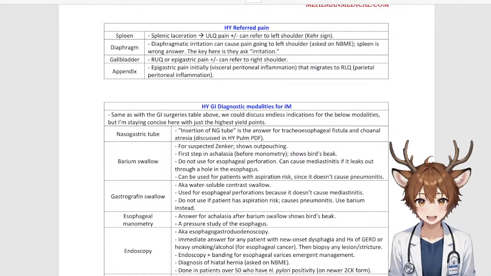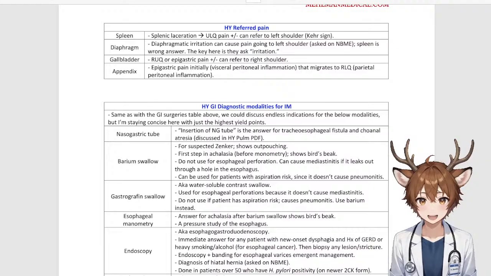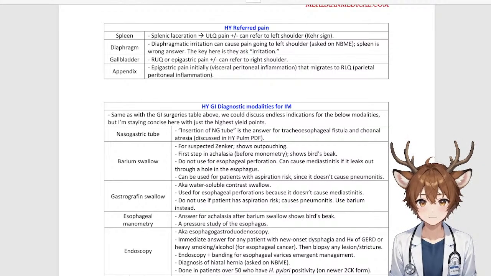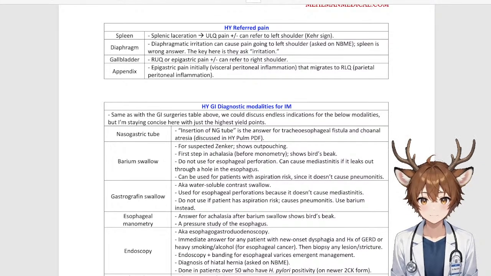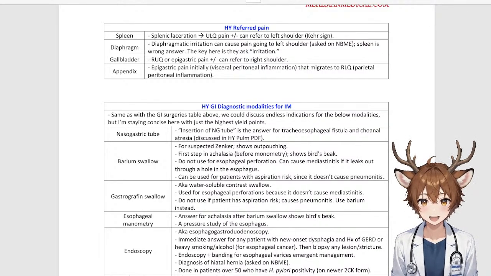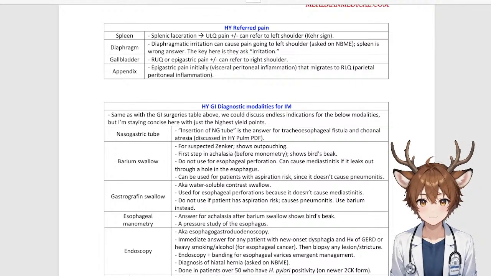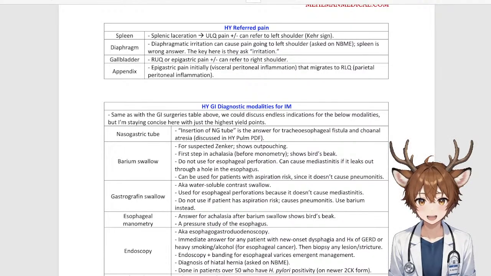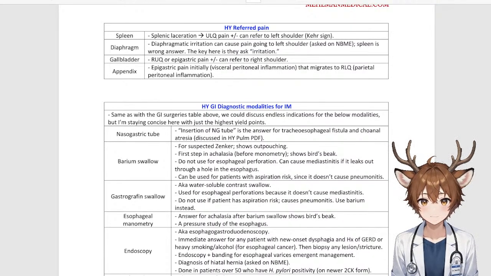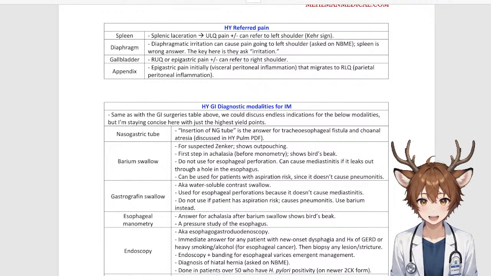High yield referred pain. Spleen: splenic laceration leads to upper left quadrant pain, plus or minus can refer to the left shoulder, the Kehr sign. Diaphragm: diaphragmatic irritation can cause pain going to the left shoulder, as on an NBME. Spleen is the wrong answer; the key here is that they ask about irritation. Gallbladder: right upper quadrant or epigastric pain, plus or minus can refer to the right shoulder. Appendix: epigastric pain initially, visceral peritoneal inflammation, then migrates to the right lower quadrant, parietal peritoneal inflammation.